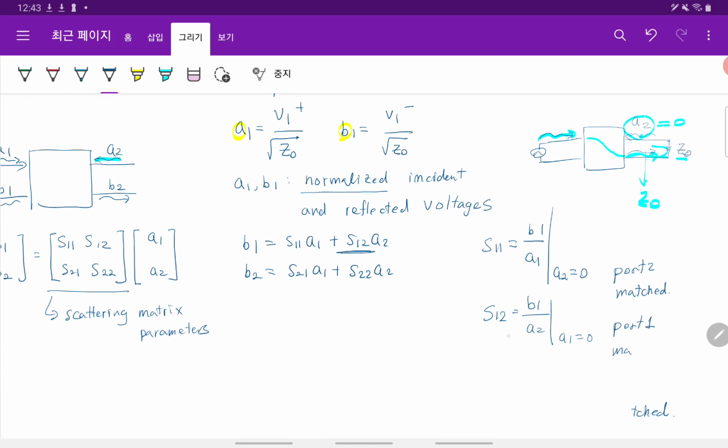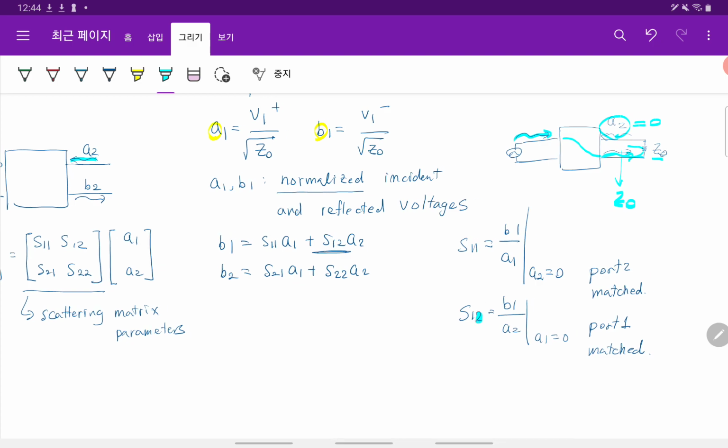For this case, S12 means port 2 is a source. So when port 2 is connected with the source, to make A1 0, we need to match port 1. So this is what I mean, right?